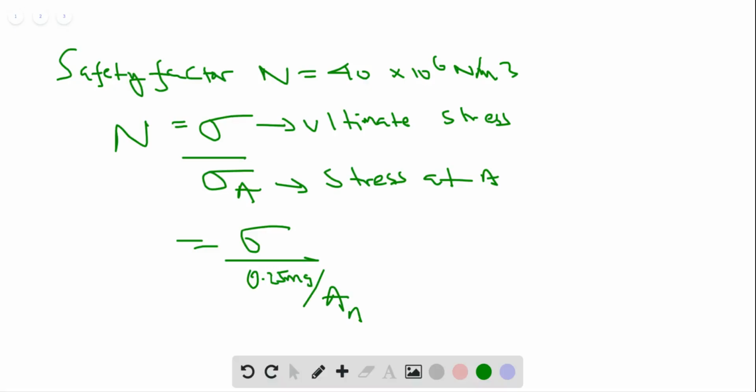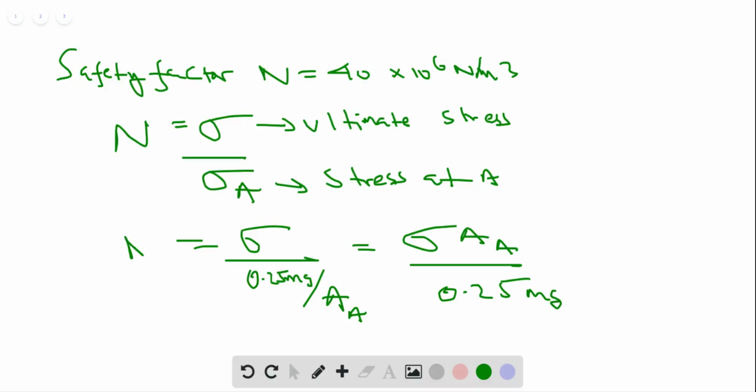The cross-sectional area of A. And we can move up the cross-sectional area with the ultimate stress, not strength. That's equivalent to the safety factor. So our goal is to solve for the area at A.